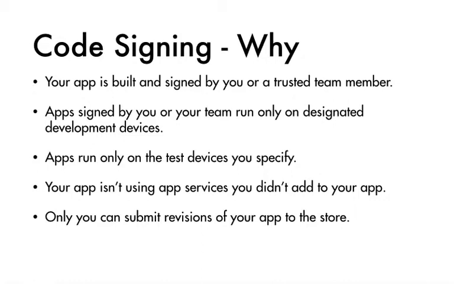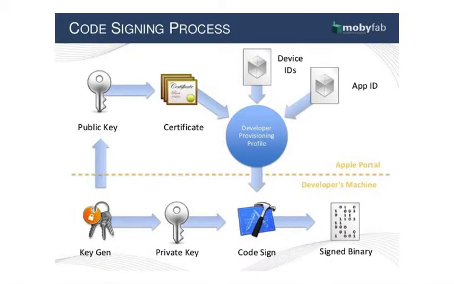So the process looks like this. On your local machine, you have private keys in your keychain, and in Apple's portal or Apple server, they have the public key and certificate, and you create an app ID in the center. You register the testing devices, and all these are combined into a provisioning profile. And using the code sign program will combine all these together into a signed binary. So the signed binary will be distributed with your app.